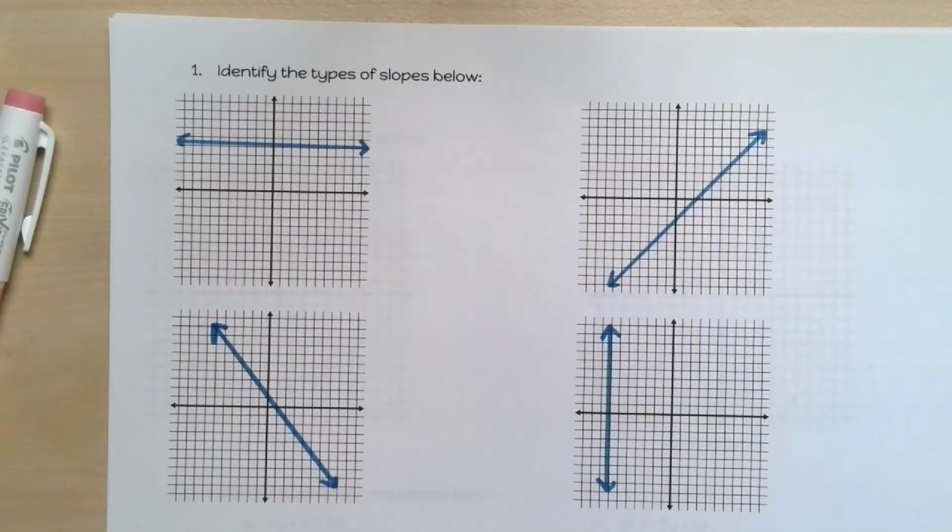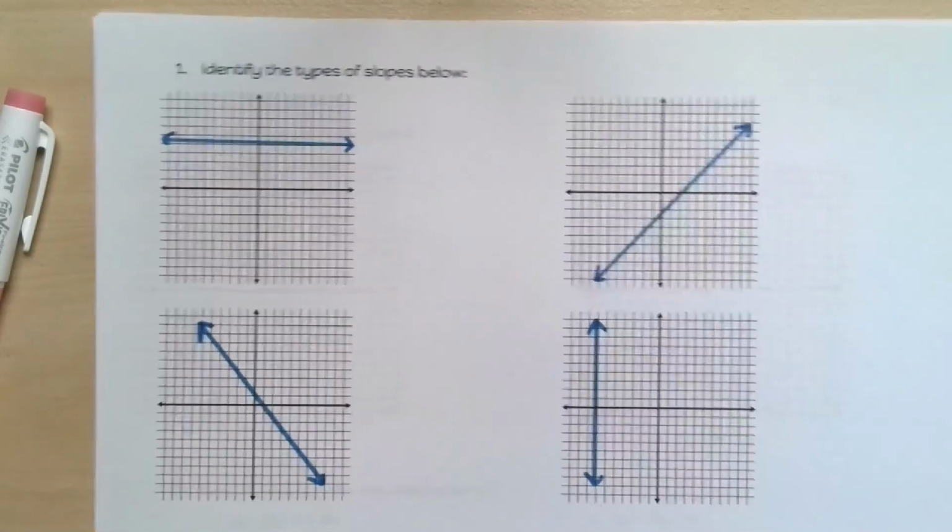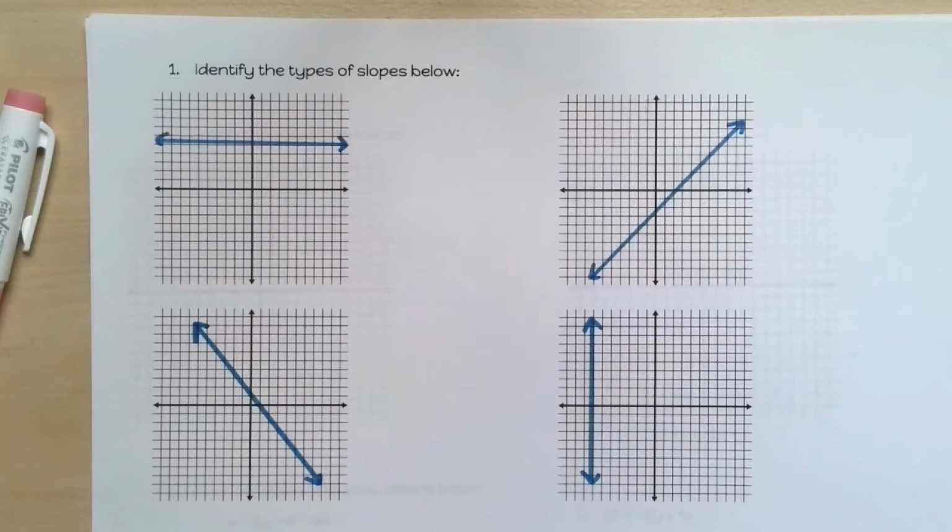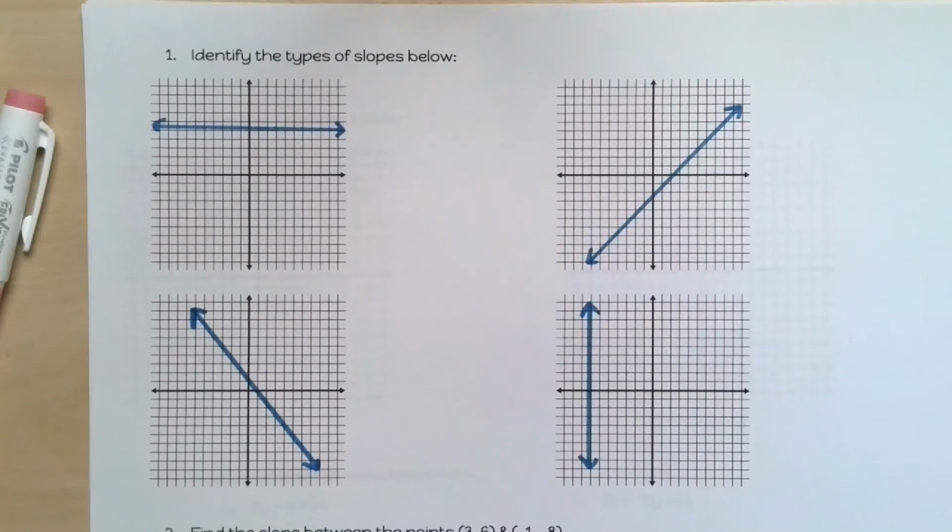Alright guys, so in this video, I'm going to be going through the different types of questions that are on the practice assessment, as well as the actual test for Unit 4. So starting out, first thing, we are talking about the 4 different types of slopes, right? So we have 0, positive, negative, and undefined. Those are our 4 different situations.